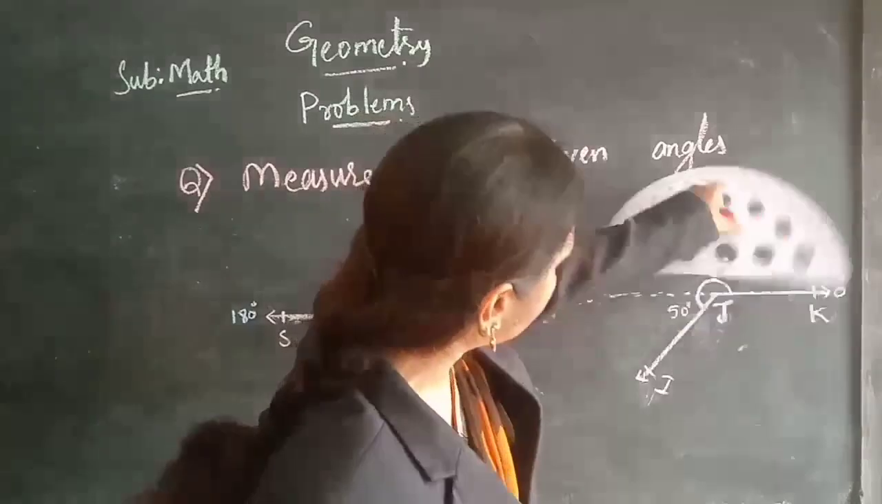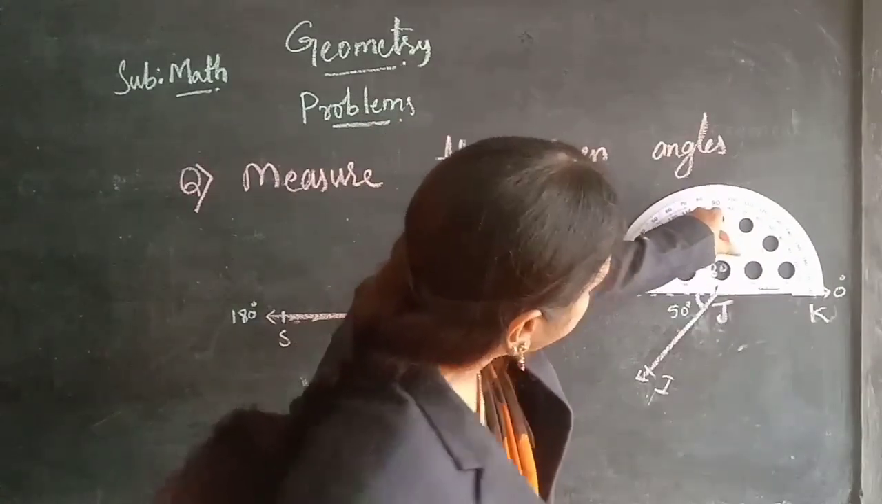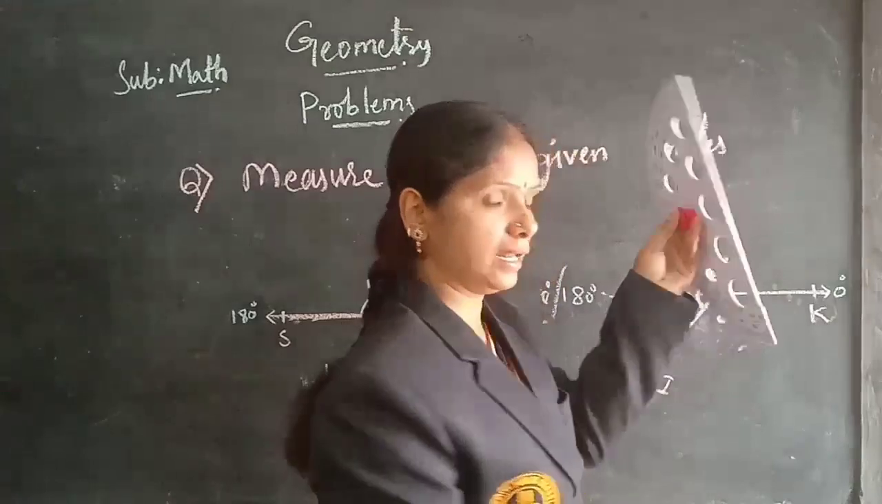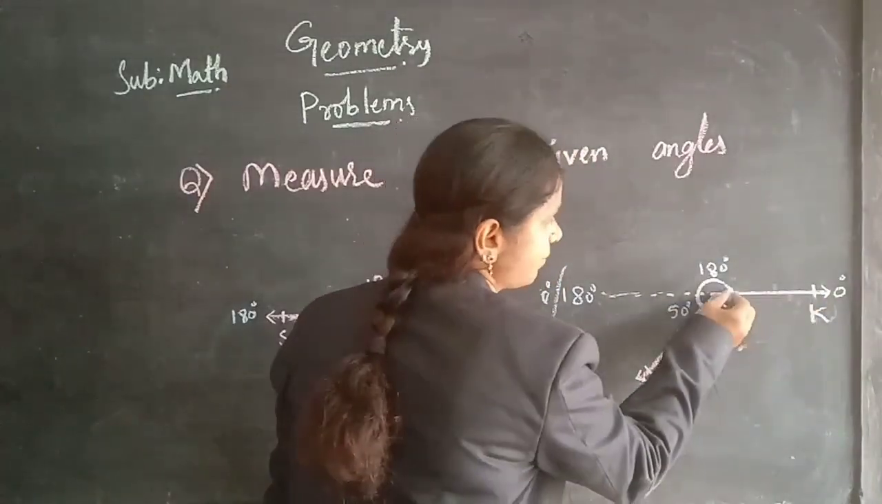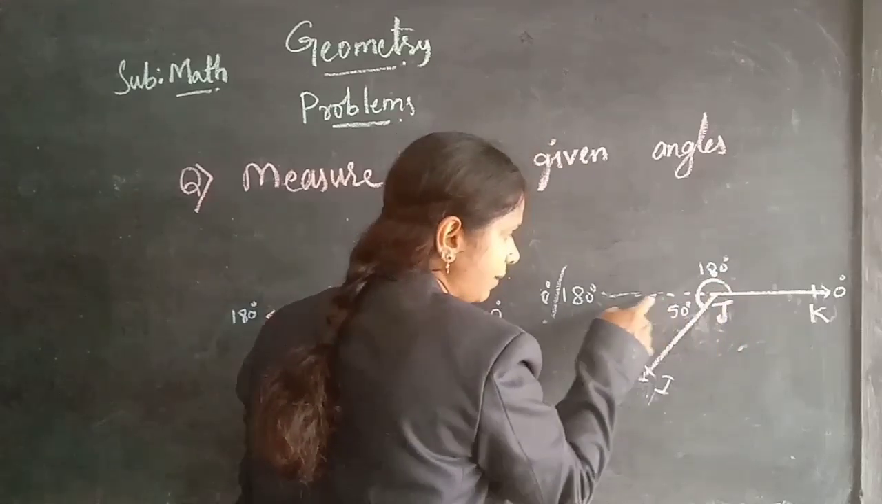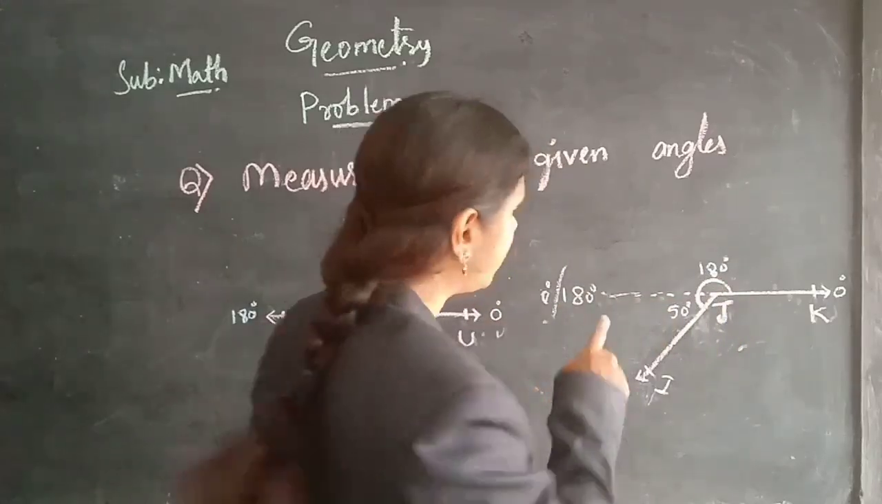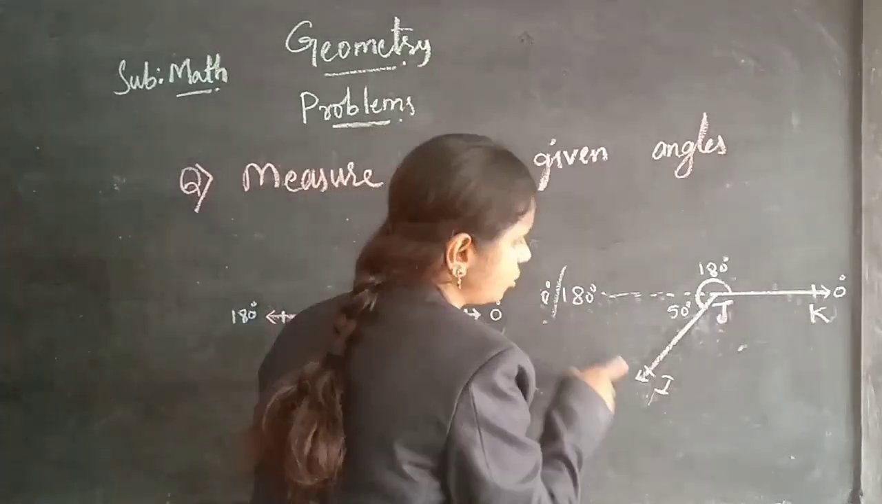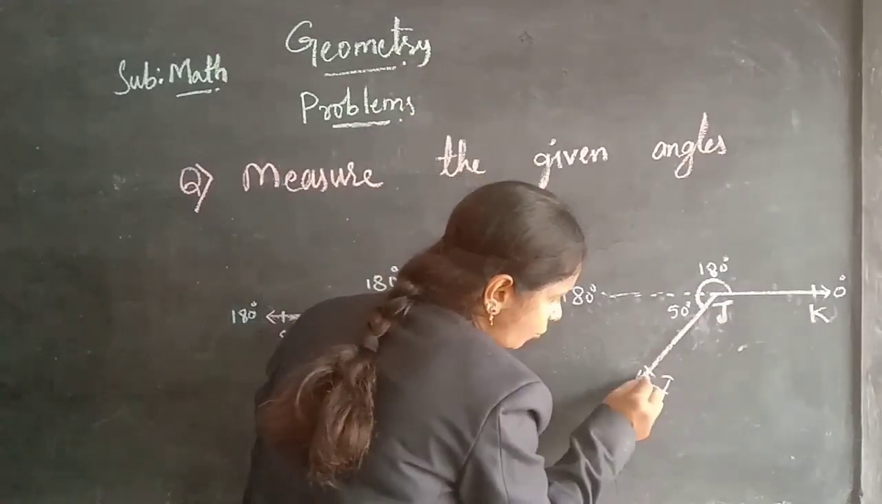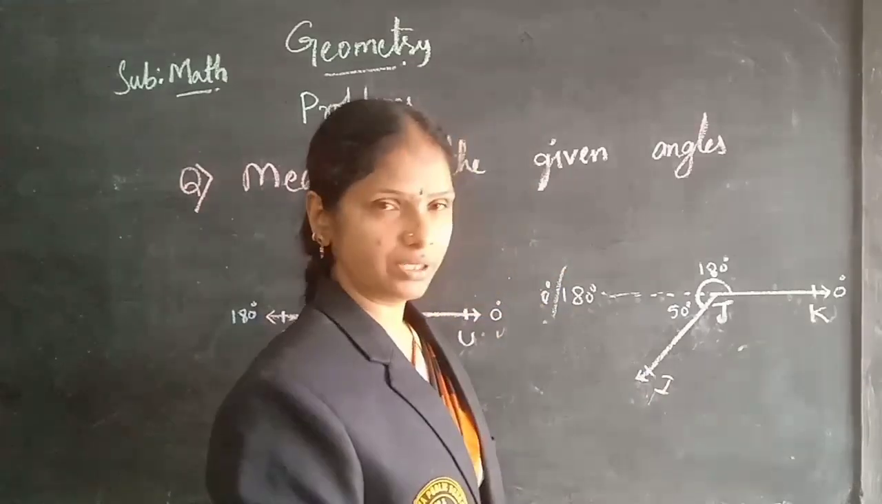Why? Because we can't measure the reflex angle at a time, children. So I am dividing it into two parts. First I am measuring 180 degrees and drawing the imaginary line. That imaginary line I am taking as the initial ray, again 0 degrees. So from 0 to the required ray is at 50 degrees, children.